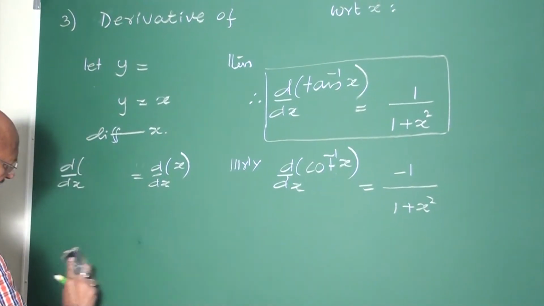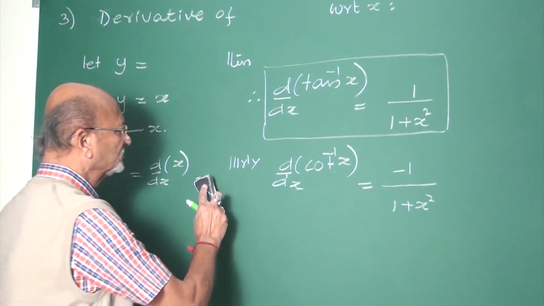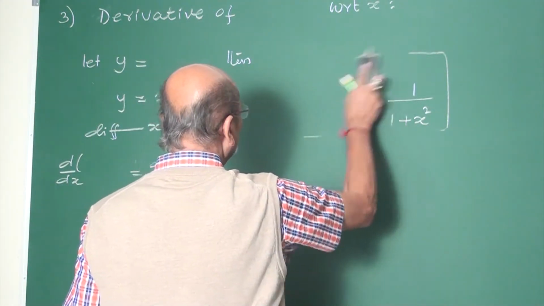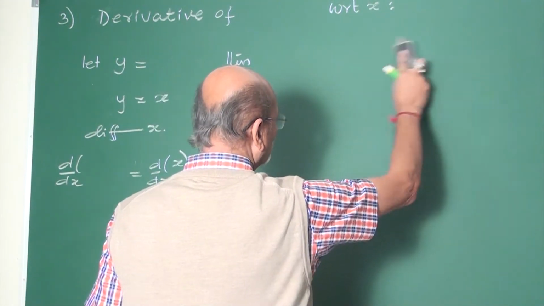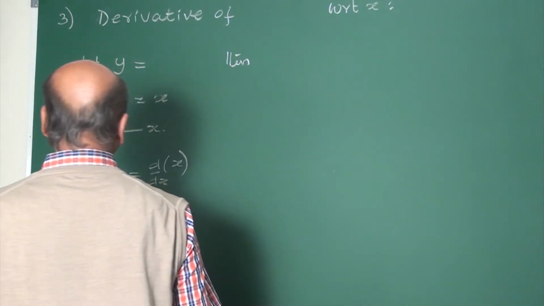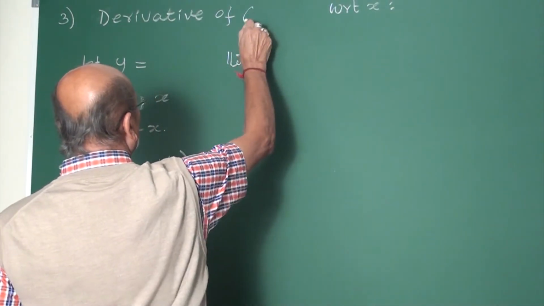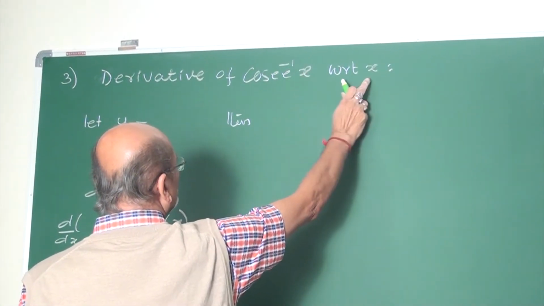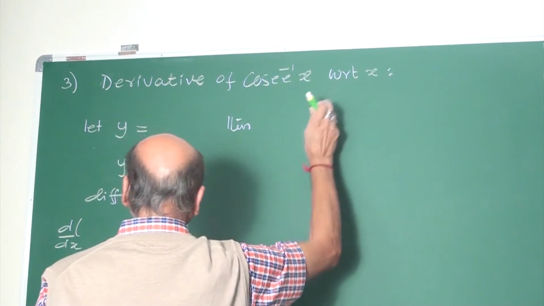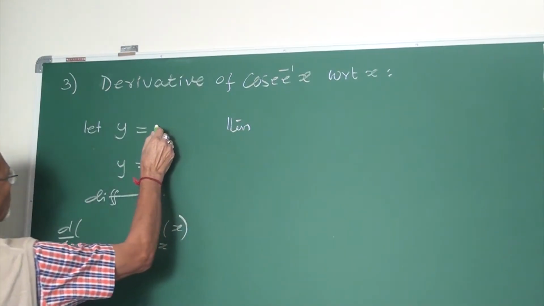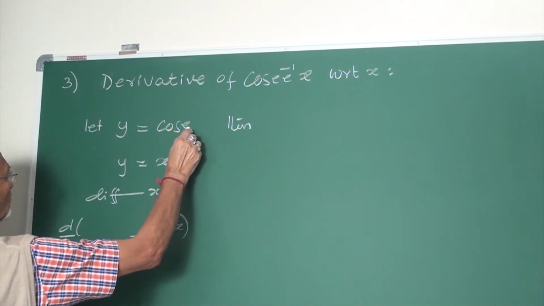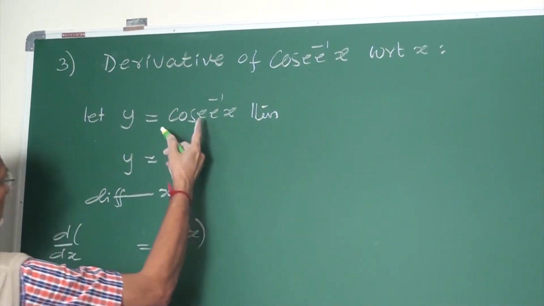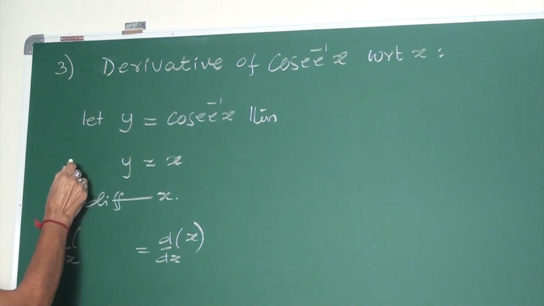Okay, this time I do cosec inverse instead of sec inverse. ITF starts with C, cosec inverse I do, my friends. Yes. Derivative of cosec inverse x with respect to x. Let y equal to cosec inverse x.